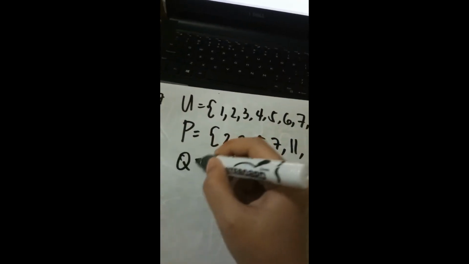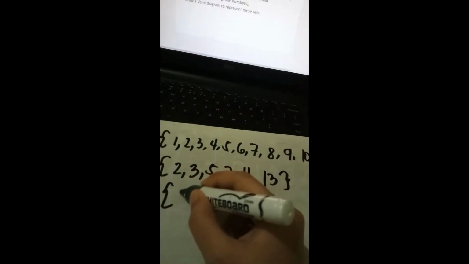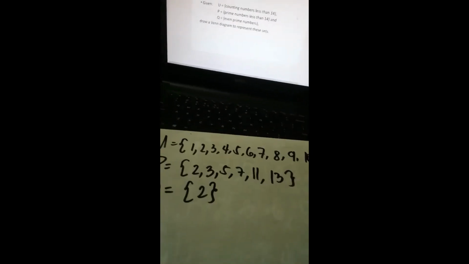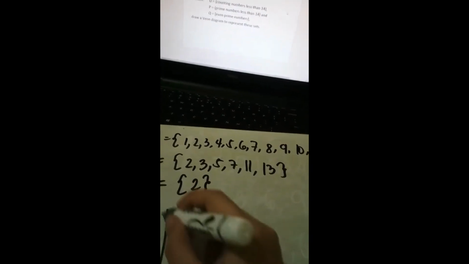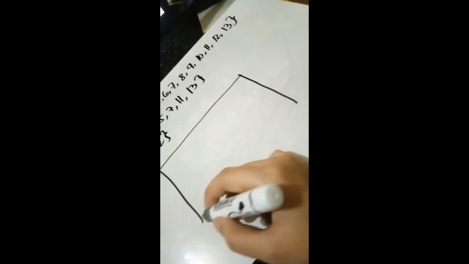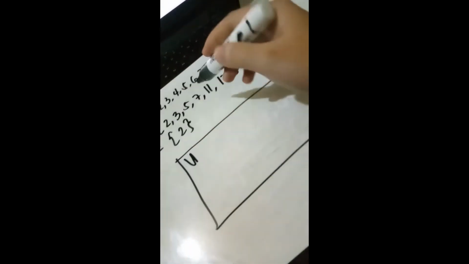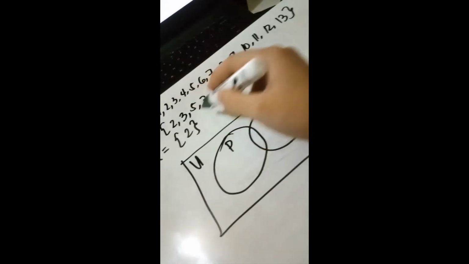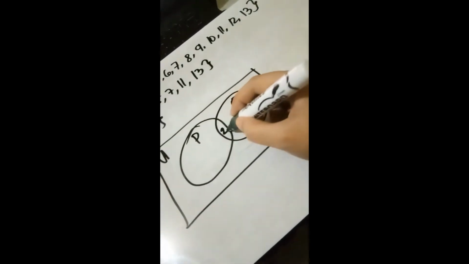And then Q, what is Q? Even prime numbers. If you try to search on Google, the only even prime number that we have is 2. So how are you going to do your Venn diagram? Again, you always start with your universal plane, which is your U. And then how many subsets are there? We have 2, namely P and then Q here. Their common element is 2.